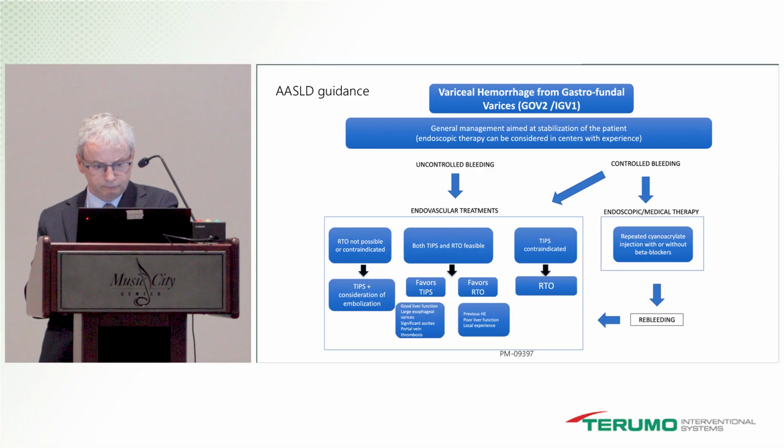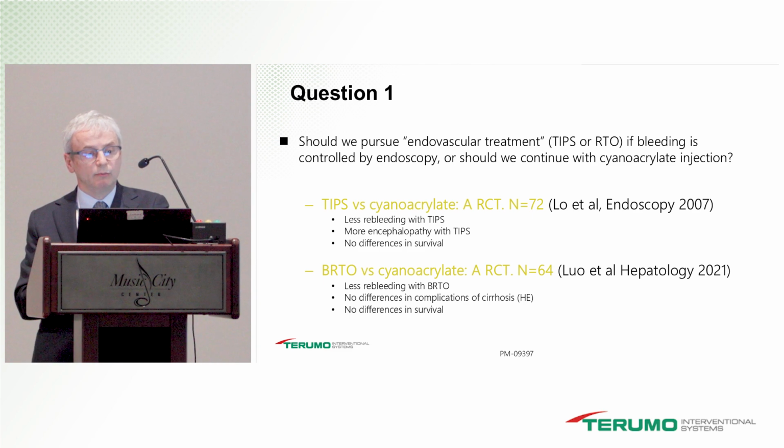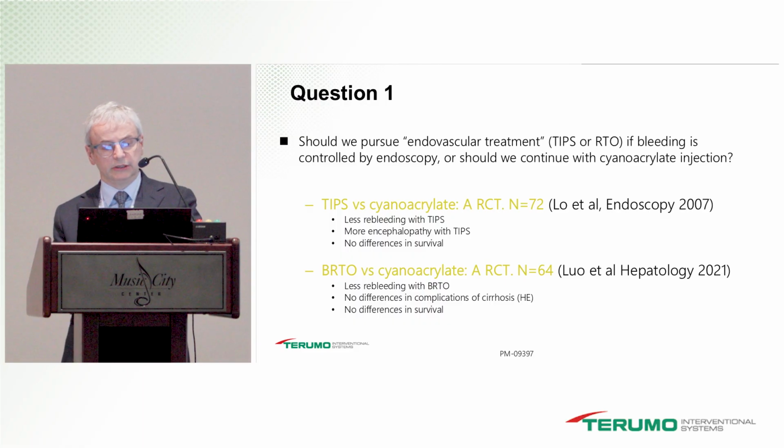whether we should continue with endoscopic therapy. So this is the first question I want to pose: should we pursue endovascular treatment if bleeding is controlled, or should we continue with cyanoacrylate injection? And the evidence clearly supports going to endovascular therapy. There is one randomized trial of TIPS versus cyanoacrylate, a little bit old, but there was less rebleeding with TIPS, more encephalopathy with TIPS, and no difference in survival. BRTO versus cyanoacrylate, they are small trials, but this was published quite recently: less rebleeding with BRTO, no difference in other complications, and no difference in survival.